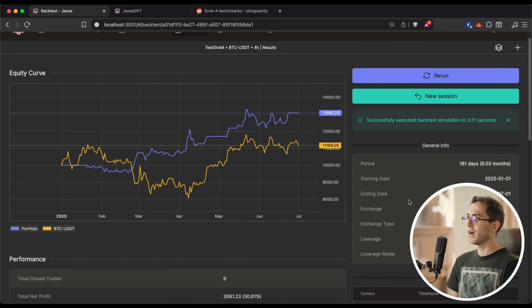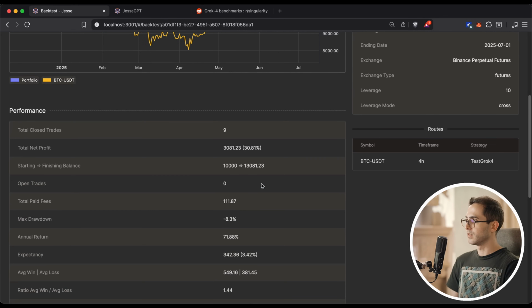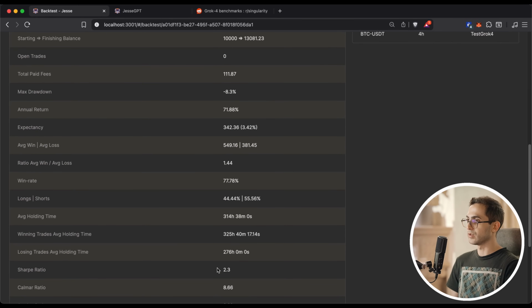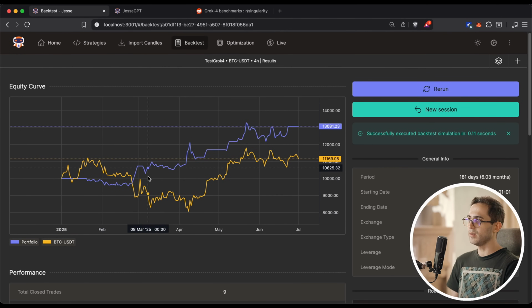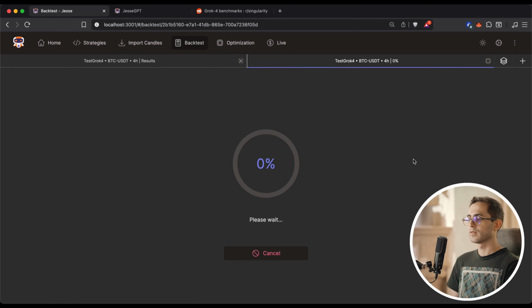All right, so with the 4 hours, it's actually doing really well. So the drawdown is good. This is a good PNL. The win rate is really high, and the Sharpe is 2.3. So I really like this. So you know what? Let's also backtest it for 1 year earlier, because I'm really curious about this one.